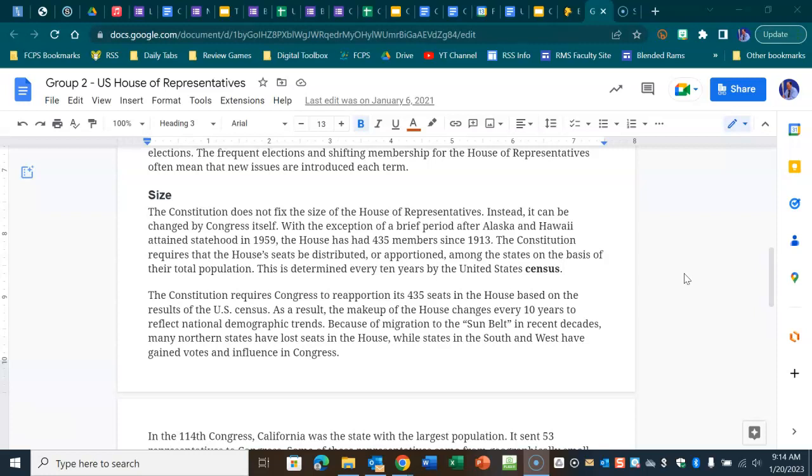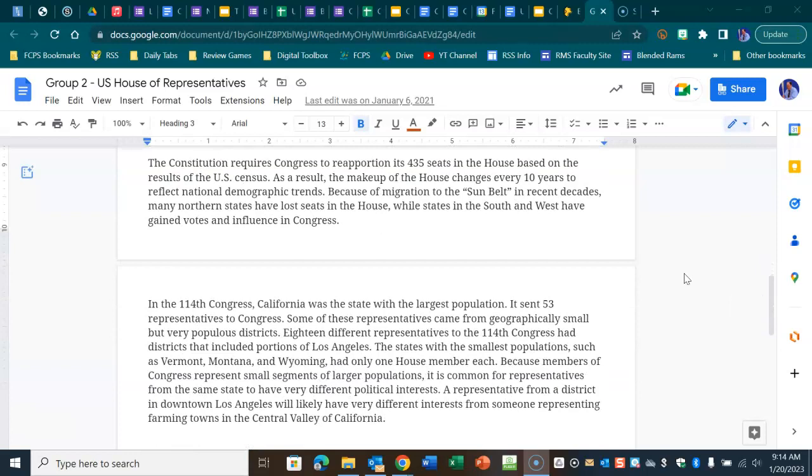population. This is determined every 10 years by the United States Census. The Constitution requires Congress to reapportion its 435 seats in the House based on the results of the census. As a result, the makeup of the House changes every 10 years to reflect national demographic trends.